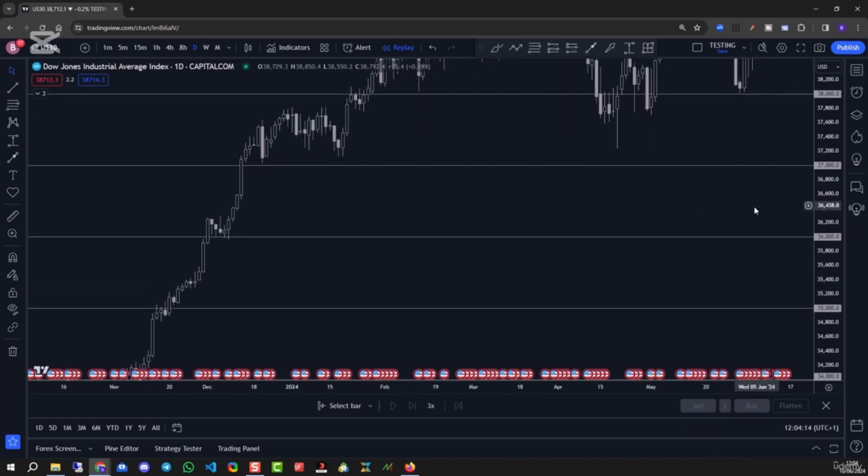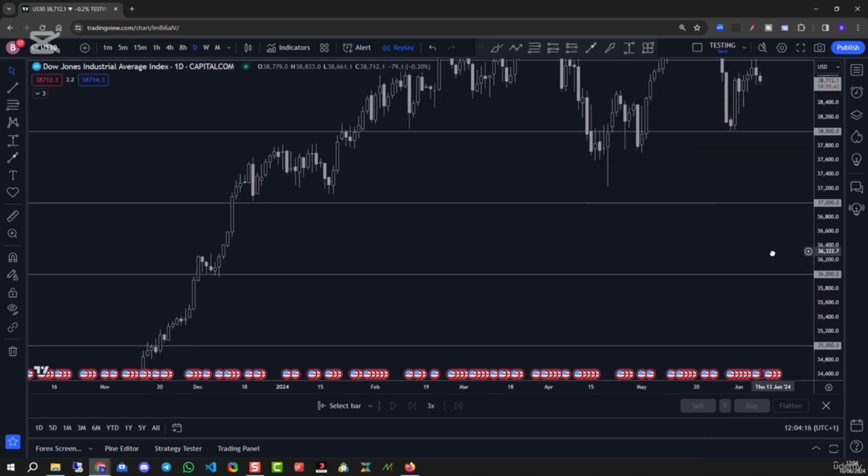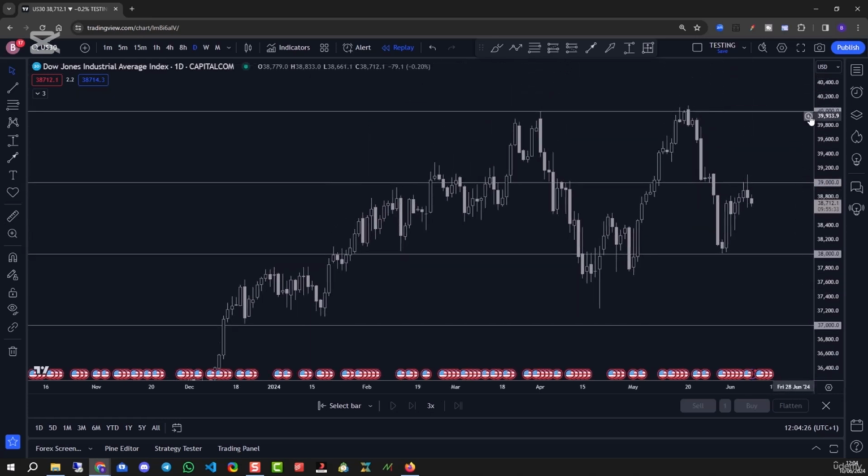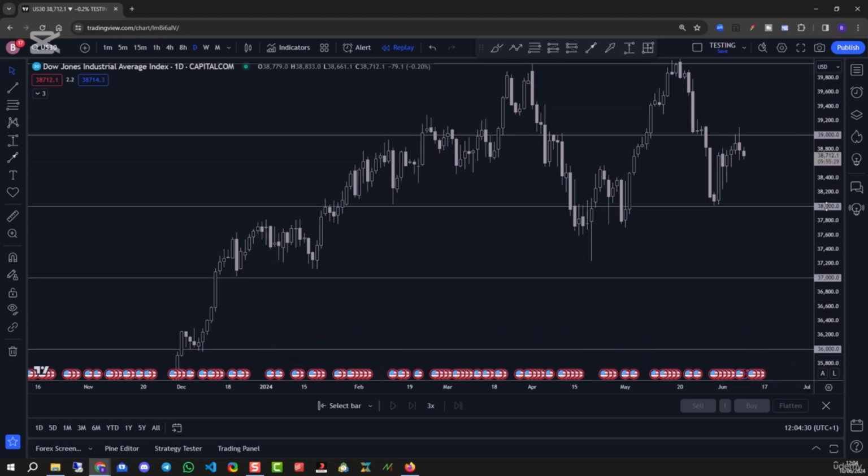If we take a look down the right hand side here, you can see that this line is drawn at 36,000 exactly. The next one is at 37,000 exactly, 38,000, 39, 40, and so on. So these are round numbers. These are 1,000 point round numbers, so each one of these lines is 1,000 points apart. These are actually huge round numbers.